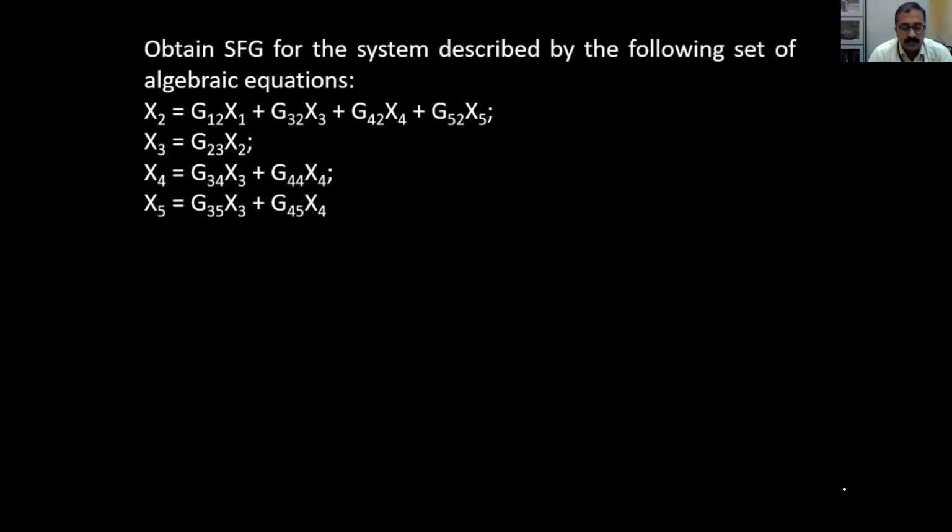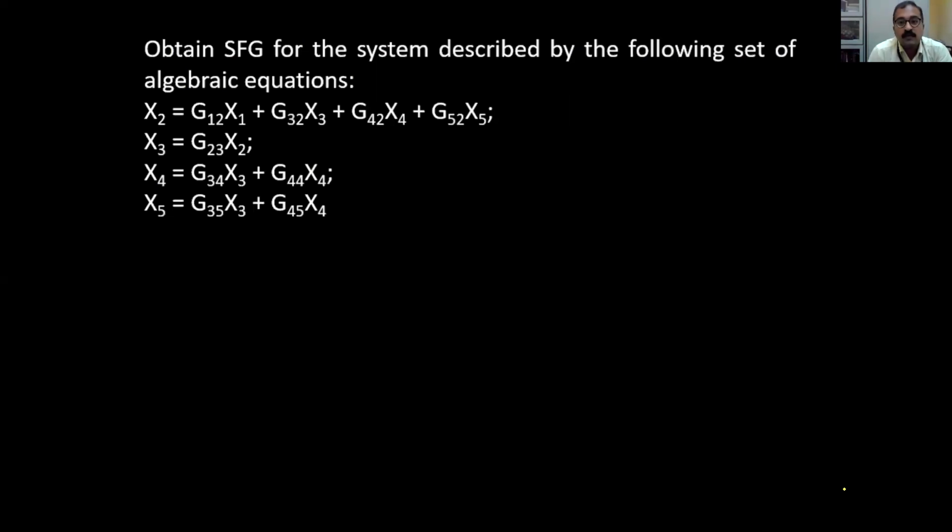Obtain SFG. What is SFG? Signal flow graph. For the system described by the following set of algebraic equations, X2 equals so on, X3 equals so on. You are given a set of linear equations, and we have to construct a signal flow graph out of these equations.